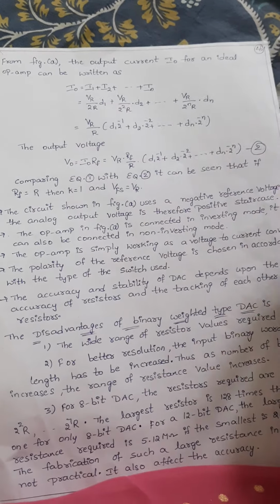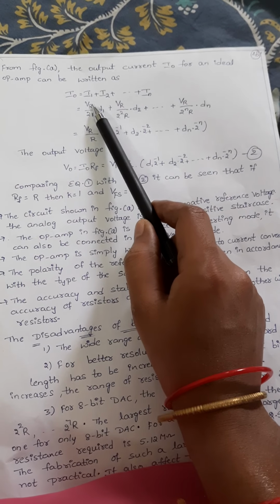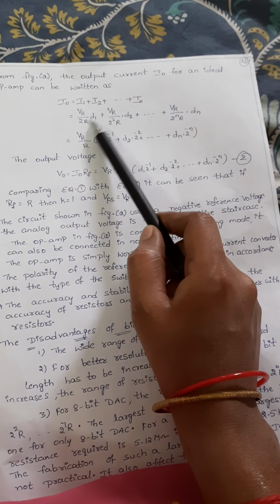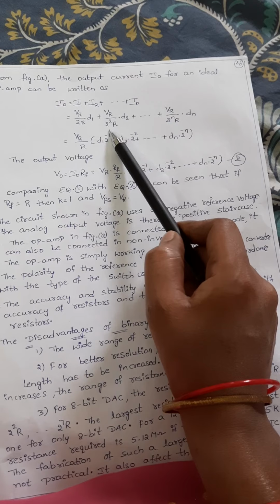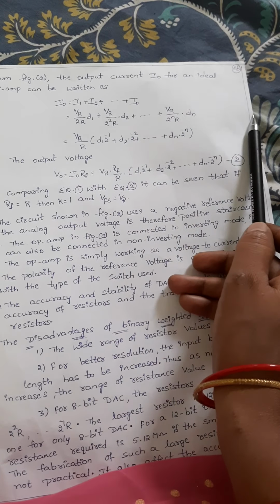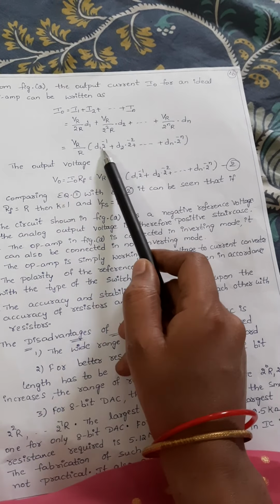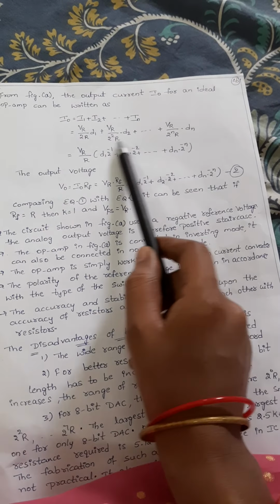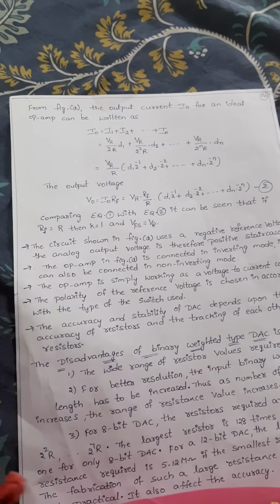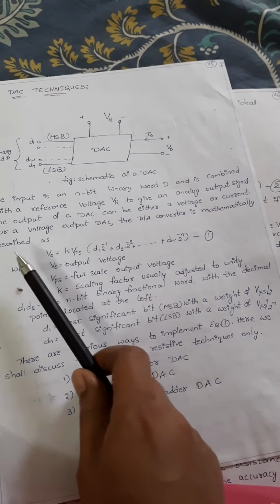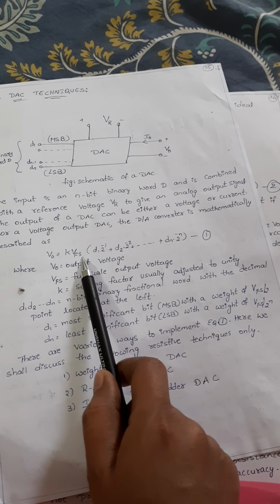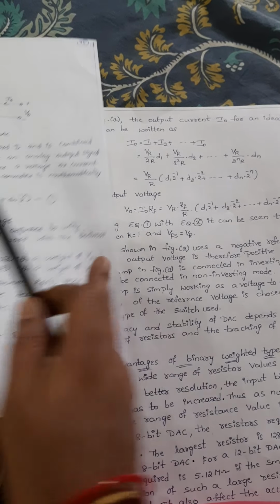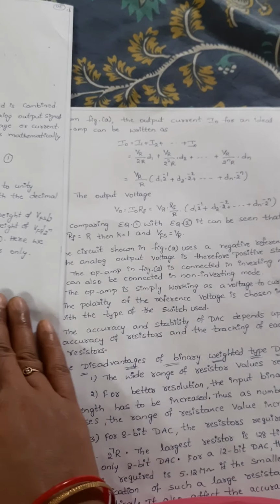We know from Ohm's law I is equal to V by R. So the V here is V reference. VR by what is the resistor we are using? 2R into D1, and VR by 2 power 2 into R into D2, and so on. So VR by R into D1 times 2 power minus 1. This is the basic equation. The basic equation we studied: V0 is equal to K VFS into D1 times 2 power minus 1. The same we got here, VR by R into D1.